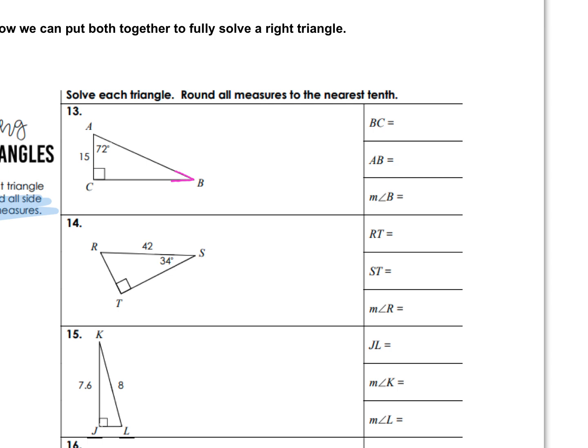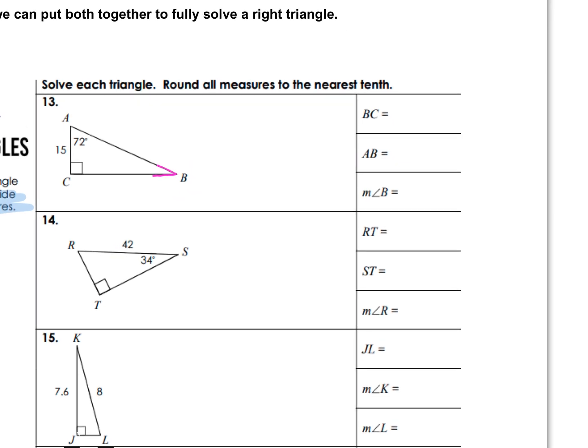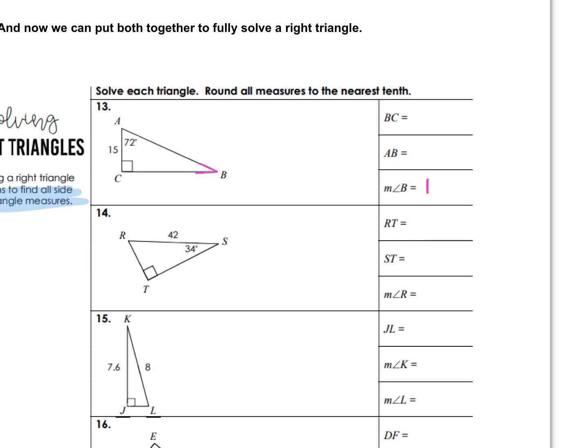Okay, so 180 minus 90 minus 72. That's one way you can do it. The other way is to realize if we do 180 minus 90, then what that's really telling us is that this angle plus this angle has to be equal to 90, right? Because 180 minus 90 leaves us with 90. So these two angles right here are complementary, right? Okay, so 90 minus 72, that tells us that the measure of angle B is 18 degrees.